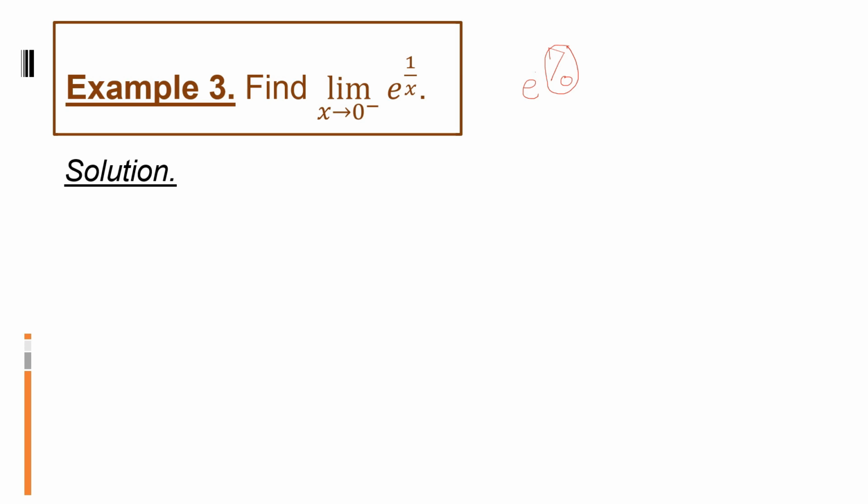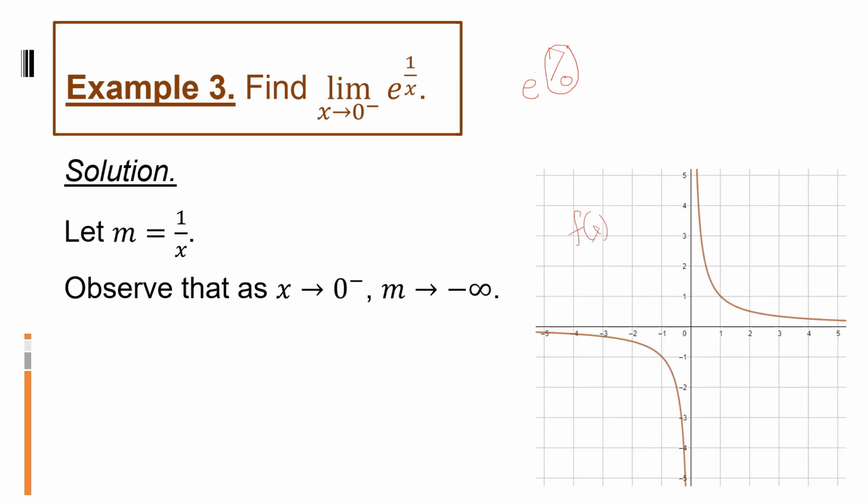Okay, so we let m be equal to 1 over x. So, eto yung f of x equals 1 over x. Observe natin, no? As x approaches 0 from the left, yung m natin approaches negative infinity. So, pwede natin ngayon i-substitute yan. So, we have the limit as x approaches 0 from the left of e raised to 1 over x is equal to the limit as m approaches negative infinity of e raised to m. So, pwede nating magamit yung theorem number 1 natin, which is just equal to 0.